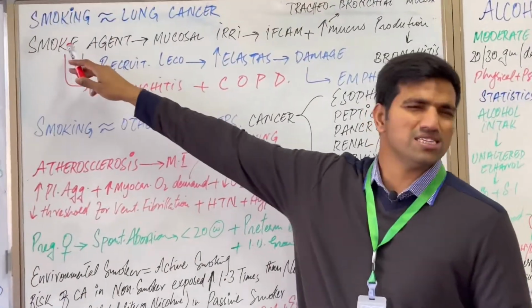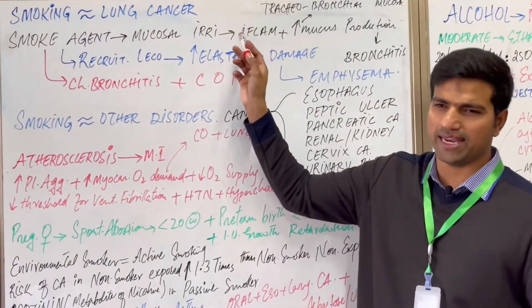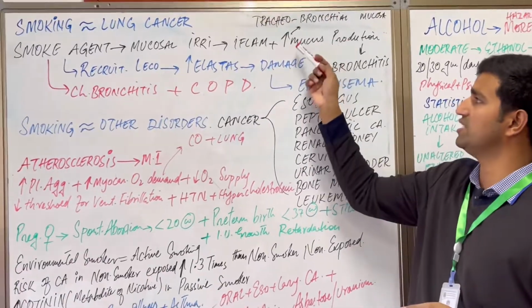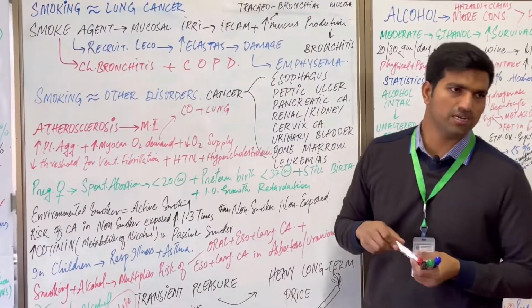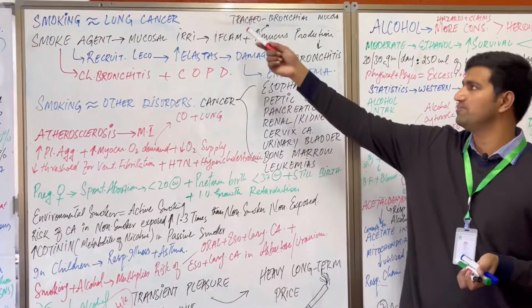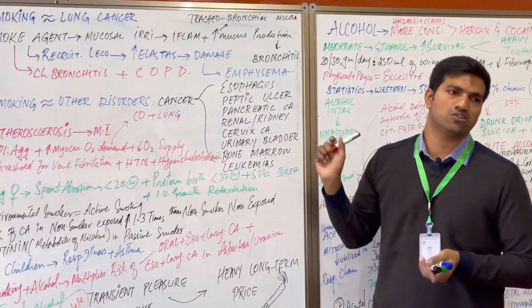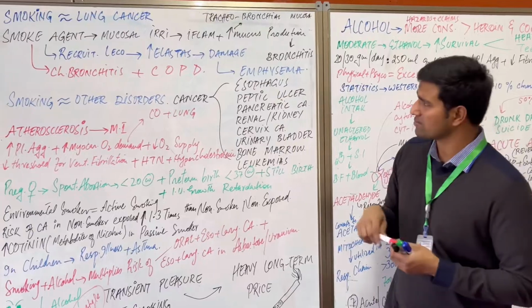Number 1, smoke agents will irritate the mucosal lining, the mucosal surfaces of the tracheobronchial tree. That will end up with inflammation and increased mucus production. Due to increased mucus production and inflammation, this is called bronchitis, or simply you can say acute bronchitis.